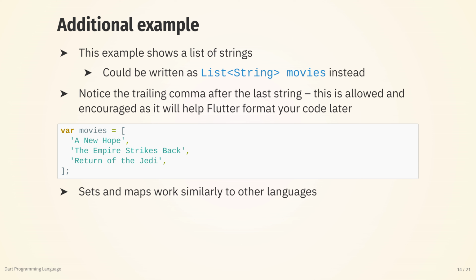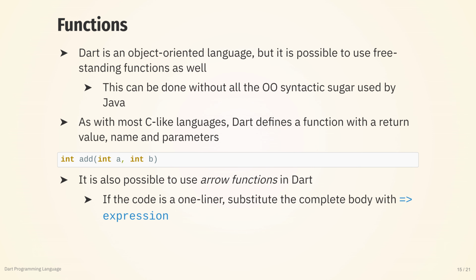That was lists, and sets and maps. They work almost in the same way as with other programming languages of this kind. Dart is an object-oriented programming language, but it is still possible to use freestanding functions as well, which makes it maybe a little bit more like JavaScript than Java, where it's difficult to do without a lot of syntactic sugar.